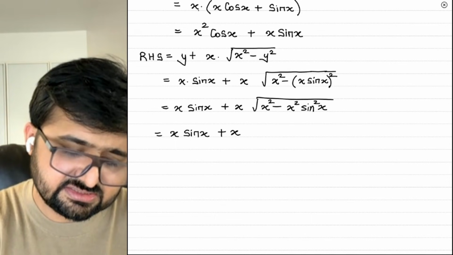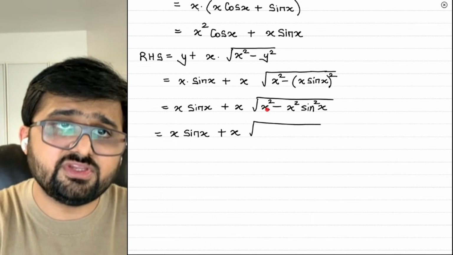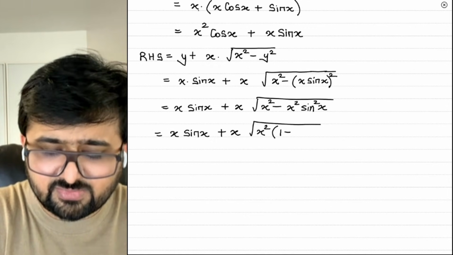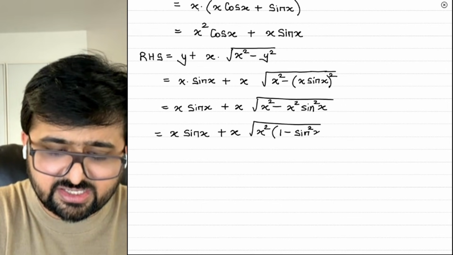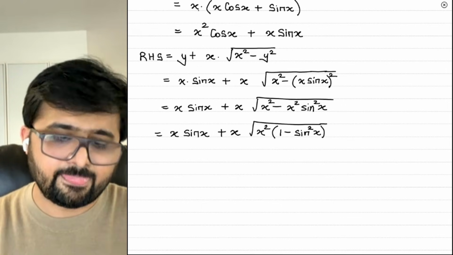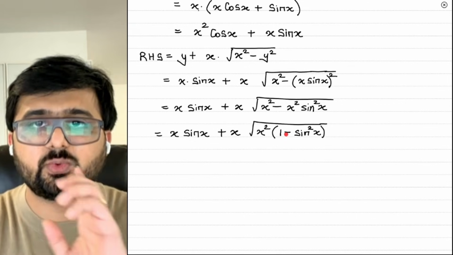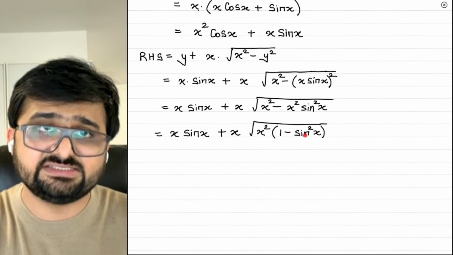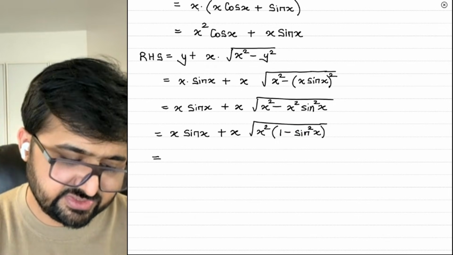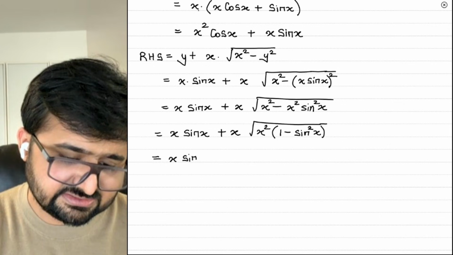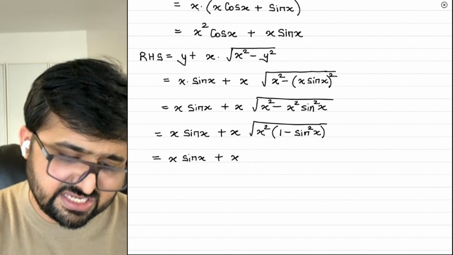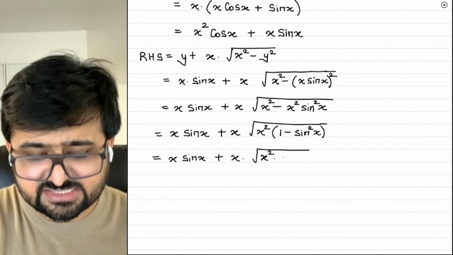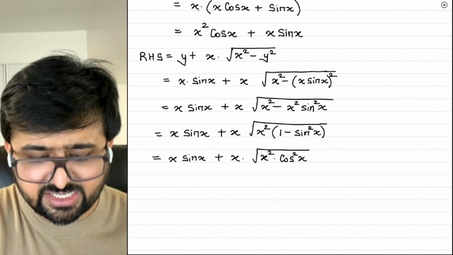plus x square root of. Now from here and here, take x square common. So we get x square times 1 minus sine square x. Okay. Now we know that 1 minus sine square x is nothing but cos square x, by the trigonometric identity. So we get x sine x plus x square root of x square times cos square x.